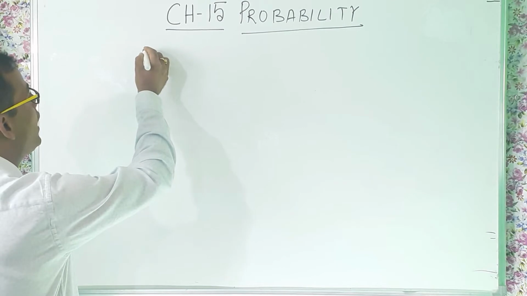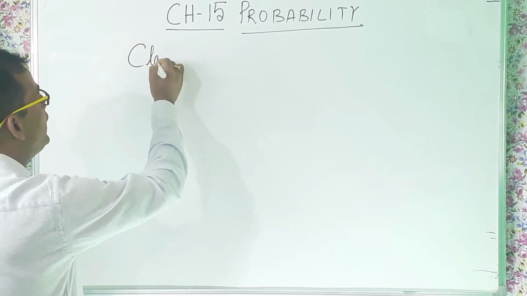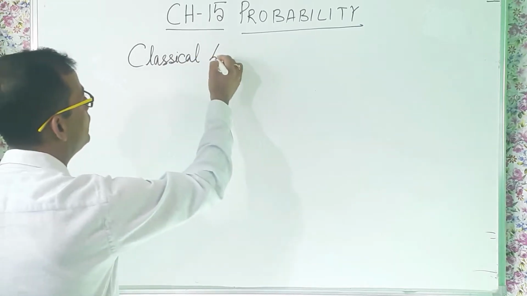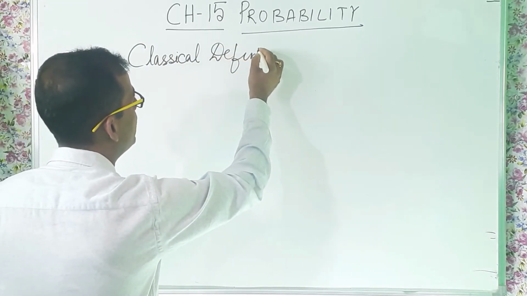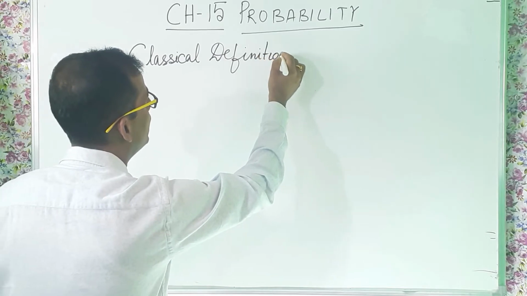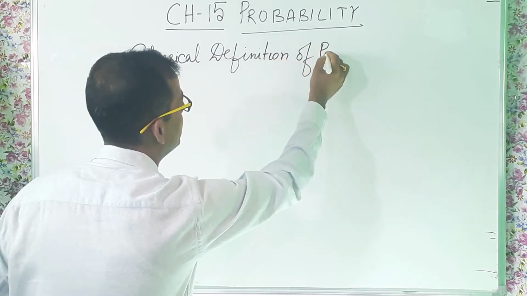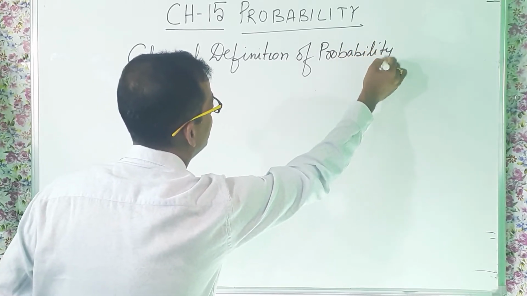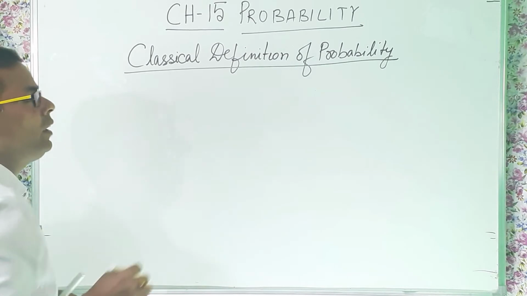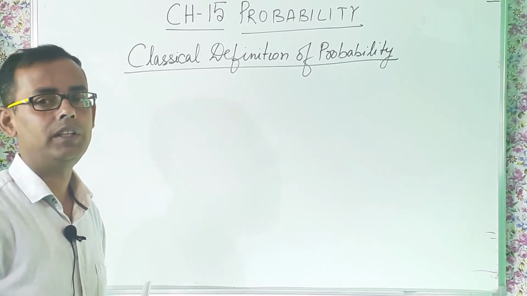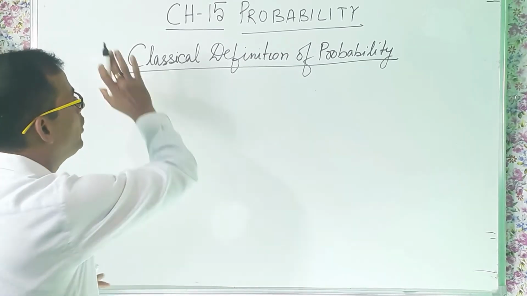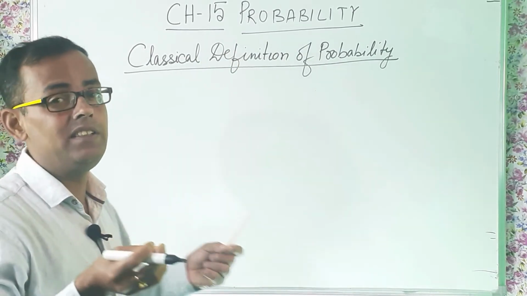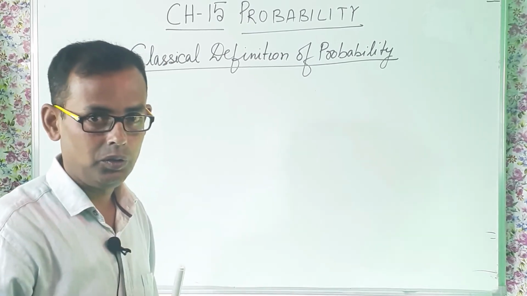Suppose I write classical definition of probability. Now, what is this classical definition of probability? Or you forget about the classical definition of probability also. Let us know in an easy way the formula which you are waiting for.